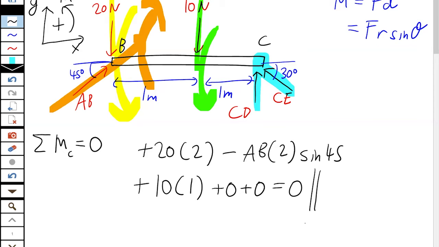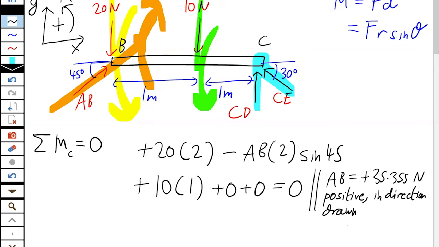I'll put the answer here so we can keep everything on the same screen. That's AB is plus 35.355 newtons. That's positive, so it's in the direction drawn. So AB is pushing on B, so it's in compression. It's being squeezed and it's pushing out on the ends. So it's pushing out on B, and it would be pushing out on the ground at A as well.